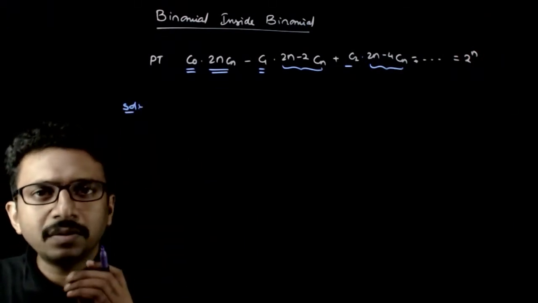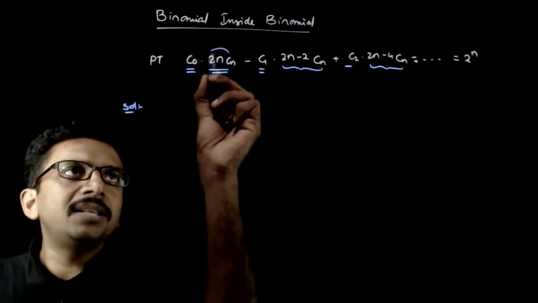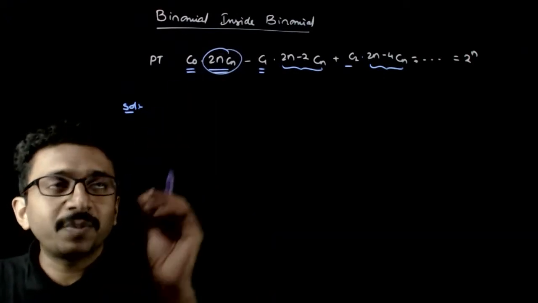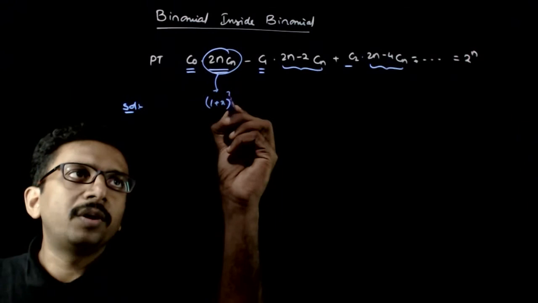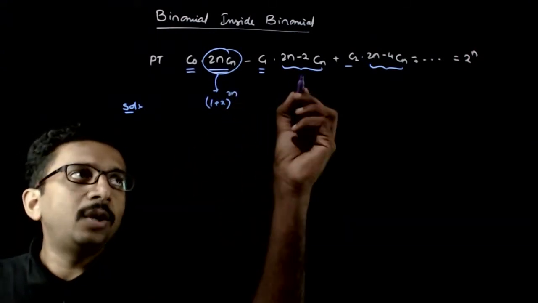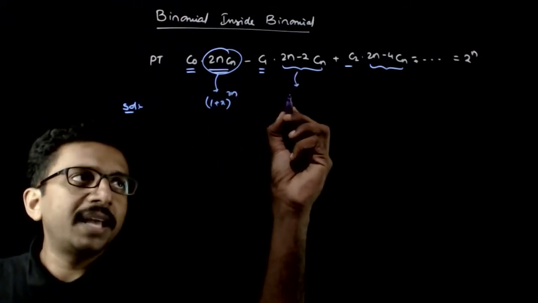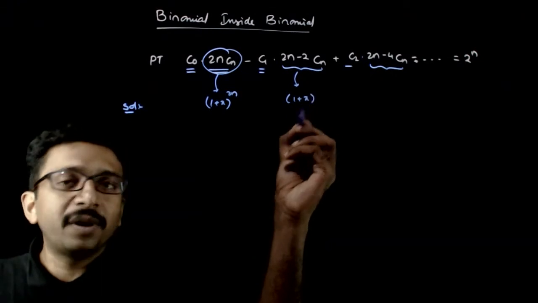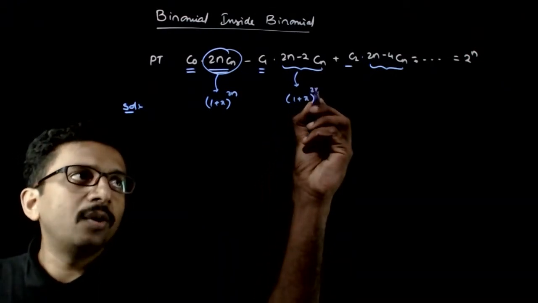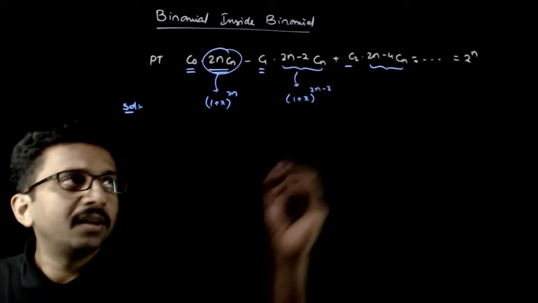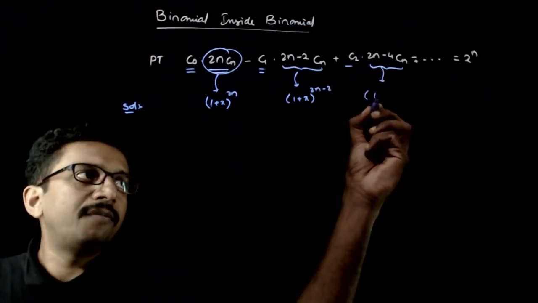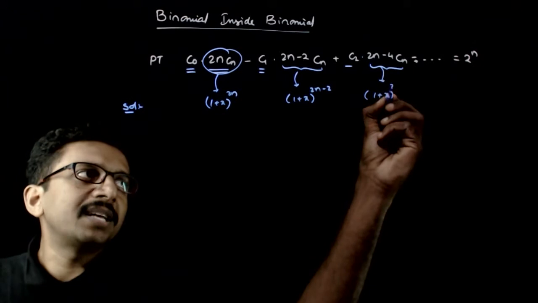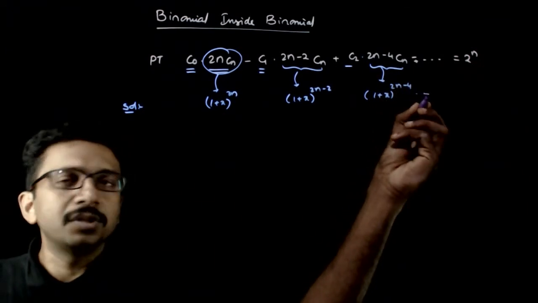First we need to see that 2n Cn is the coefficient of x power n in (1 plus x) whole power 2n, and 2n minus 2 Cn is again the coefficient of x power n in (1 plus x) whole power 2n minus 2, and 2n minus 4 Cn is the coefficient of x power n in (1 plus x) whole power 2n minus 4, and so on.